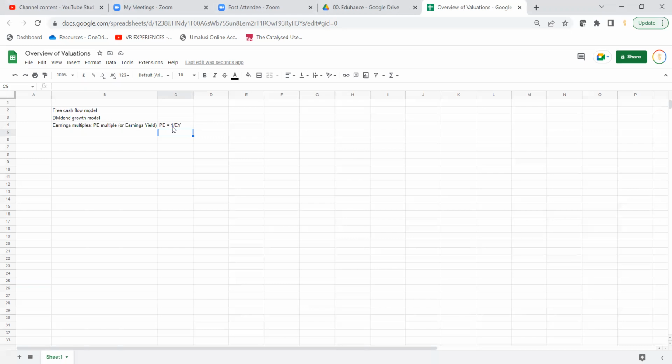How do you convert the earnings yield into a PE multiple? You just say 1 divided by the earnings yield, and that will give you the PE multiple. That is why if you can do the one, you should be able to do the other. Just the directions would be different.